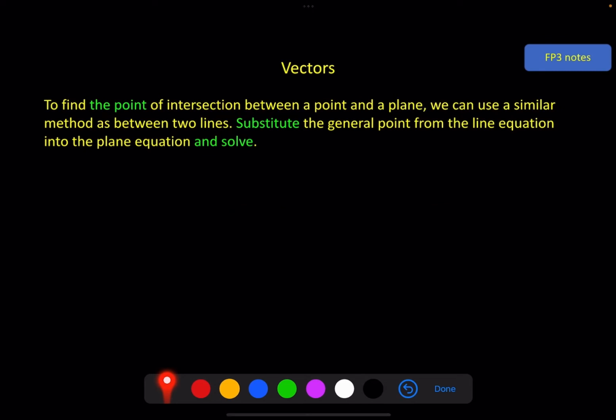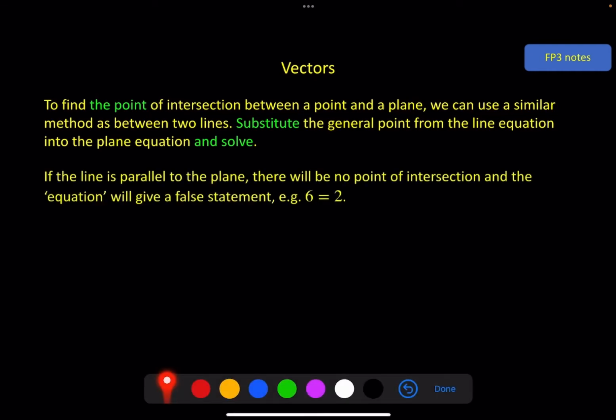So the reason we did that starter is because to find the point of intersection between a line and a plane, we can use a similar method. It's not exactly the same, but it's very similar. We substitute the general point from the line equation into the plane equation like we did before, and then solve it. And what that will do is it will give you a single equation, and when you solve it, you'll get the answer for lambda, and that will tell you where the point is. Or if the line is parallel to the plane and there is no point of intersection, then you won't get an equation that you can solve. Probably it will just give you a statement that doesn't make sense like this.